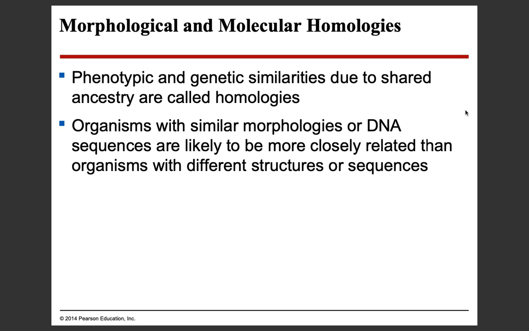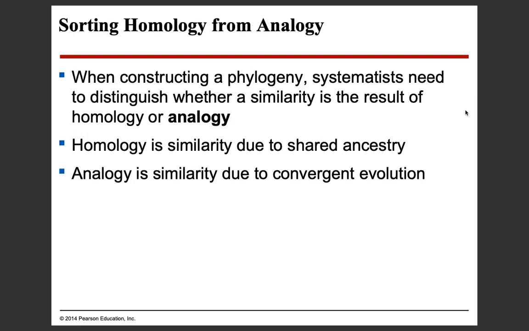evidence for evolution. Organisms with similar morphologies, structures or DNA sequences are likely to be more closely related than organisms with different structures or different DNA sequences. Well, that makes sense. If you have the same basic bone structure, even if the bones are slightly different sizes, then you're probably related. Whereas if you have a completely different bone structure, I would say you're not very closely related. That's exactly what our morphological and molecular homologies help us to determine.